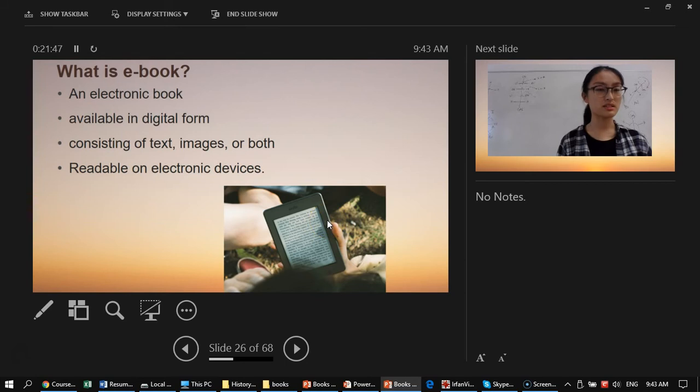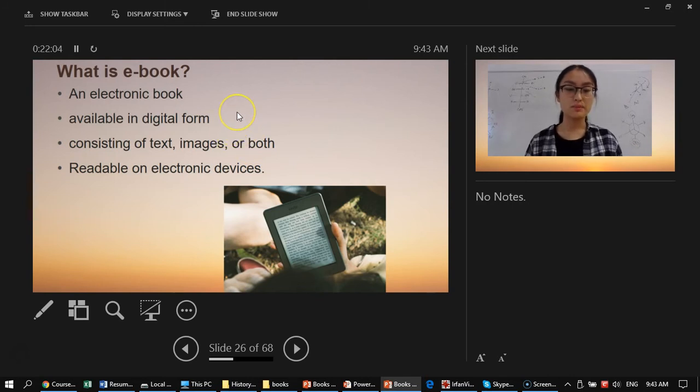An ebook consists of text, images, or both of them. You can download ebooks in an online shop, and you can read them on electronic devices, such as Kindle. You can buy the e-reader and ebooks on Amazon.com, and then you can read it whenever you want.